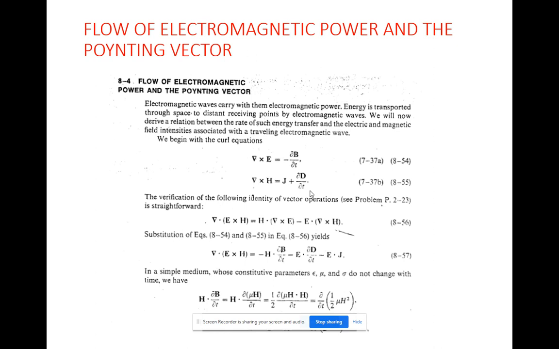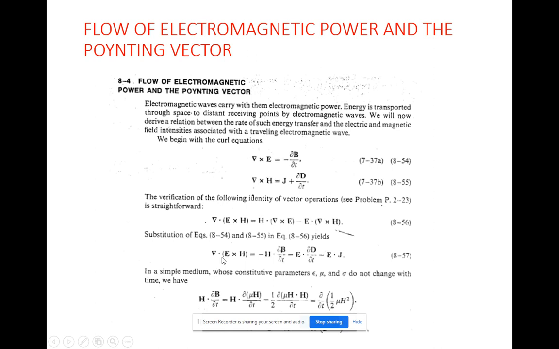The verification of the following identity of vector operation is straightforward. We write the vector identity, that is, del dot (E cross H) equals H dot (del cross E) minus E dot (del cross H). This is the identity for vector operation. Now we are going to substitute the curl equations of del cross E and del cross H into it.